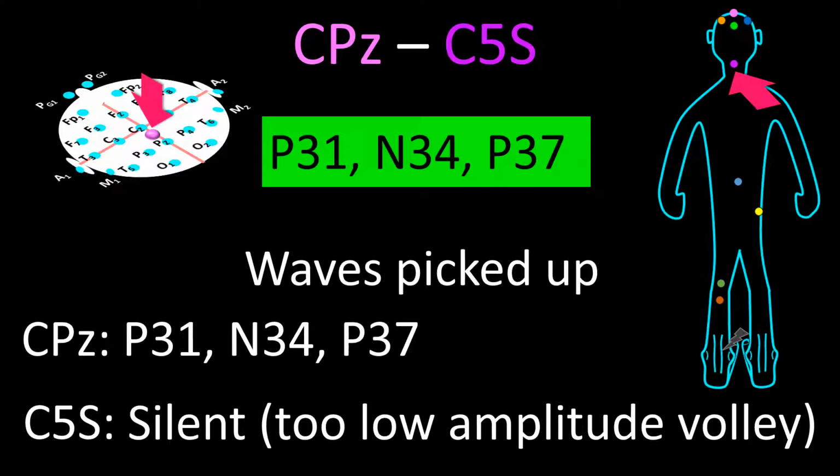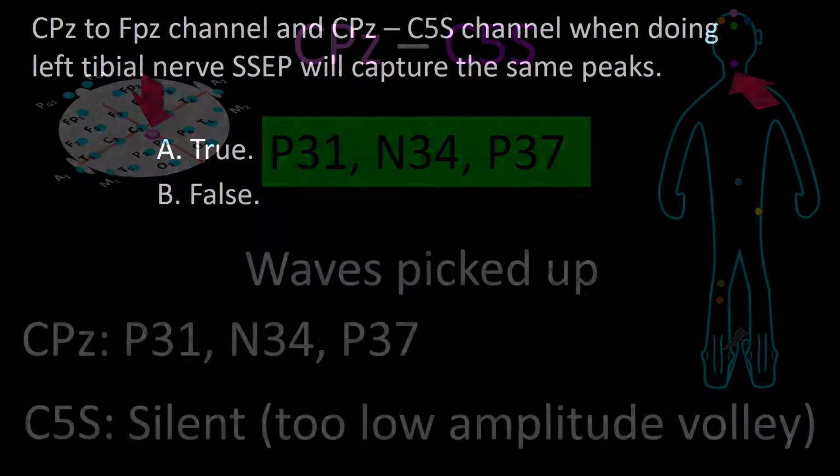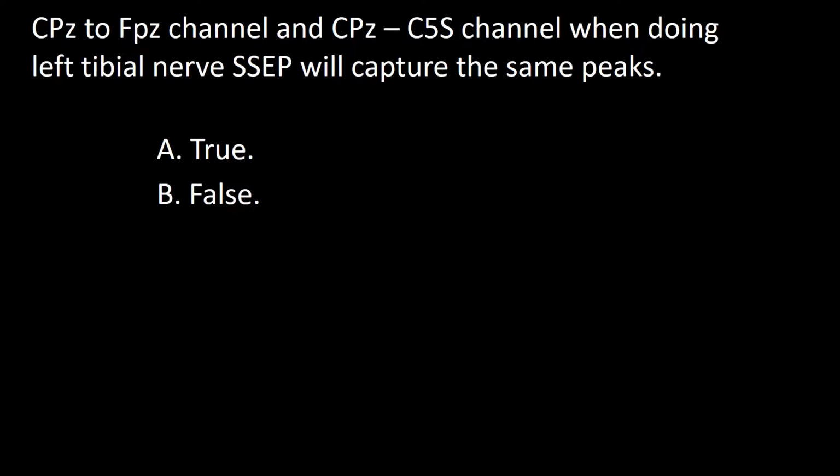will be silent. It's important to remember that C5S is silent only in leg somatosensory evoked potentials, but not in upper extremity somatosensory evoked potentials. So the answer to this question is B.